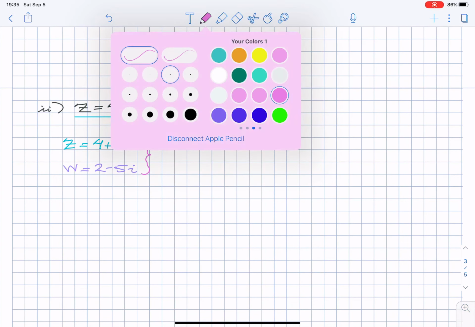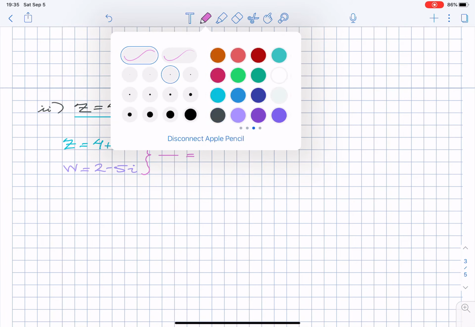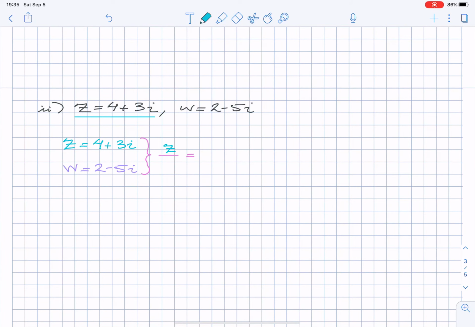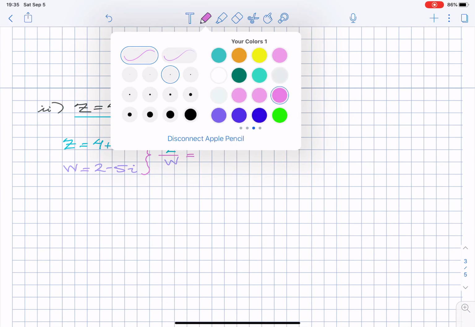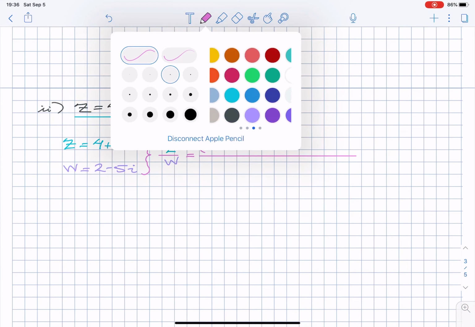Okay, so z divided by w is going to be, remember the first part is now addition. So it's going to be 4 times 2, the first.